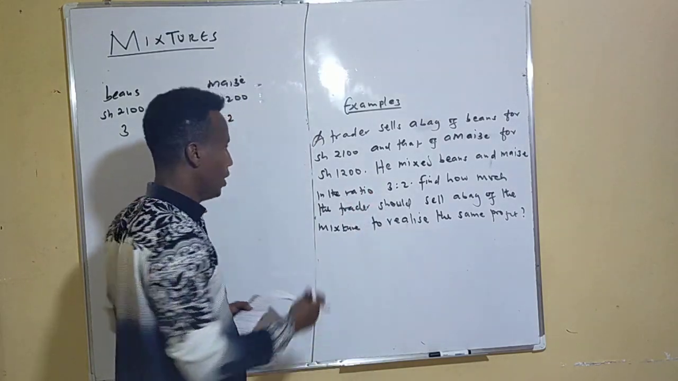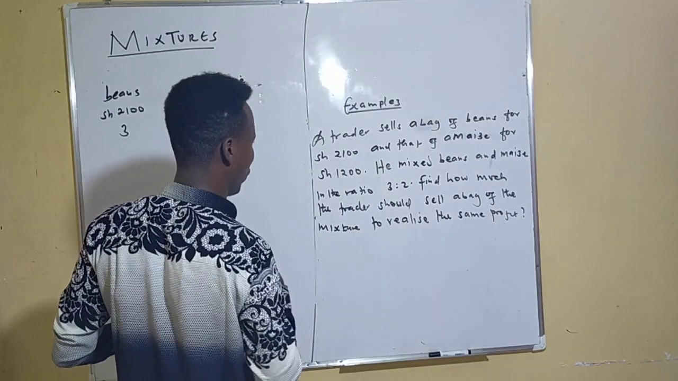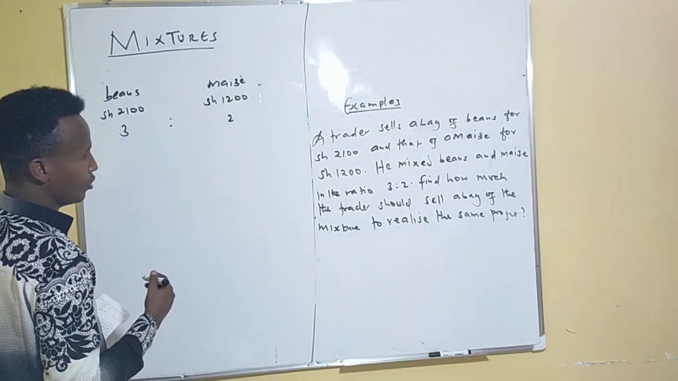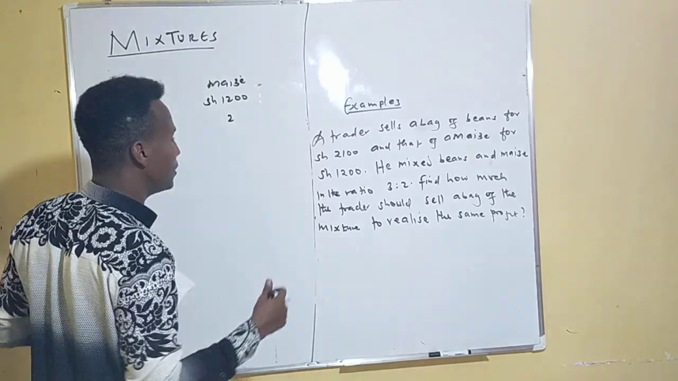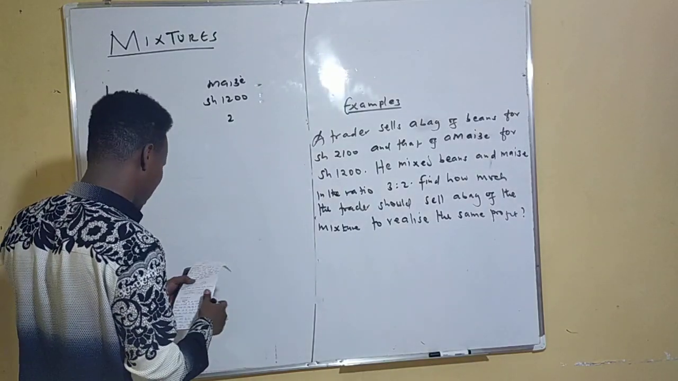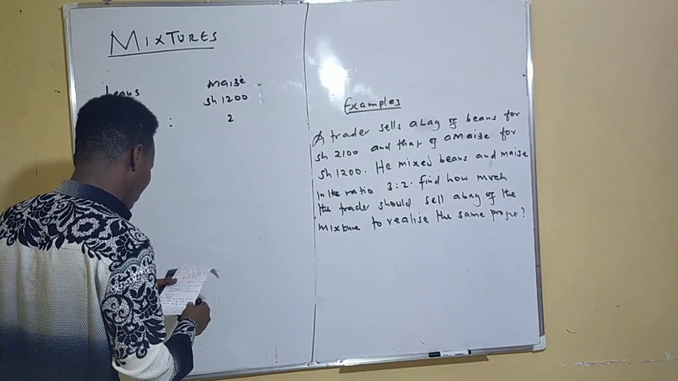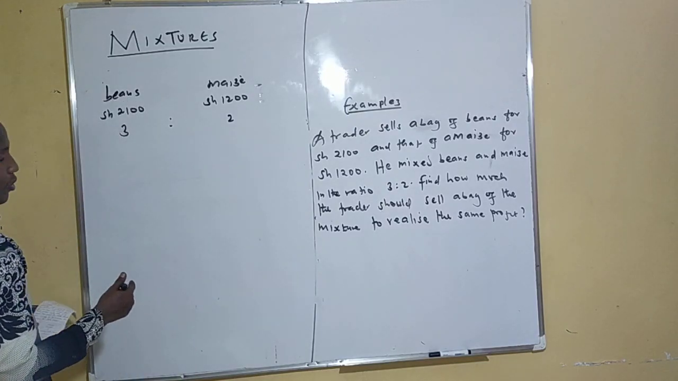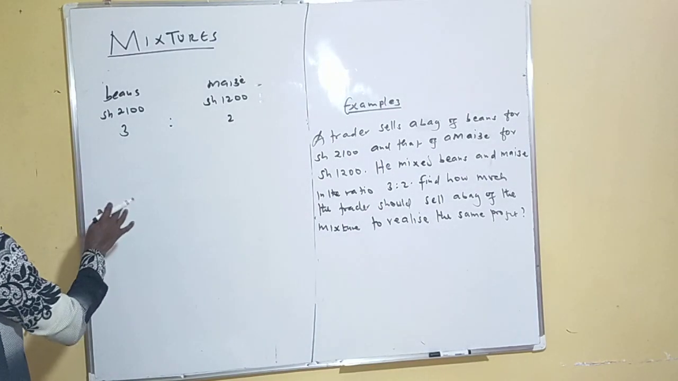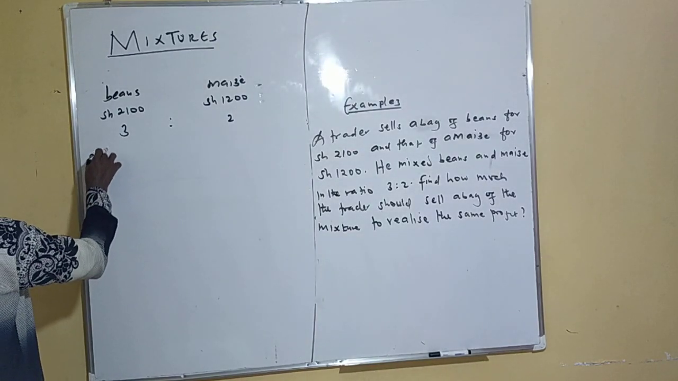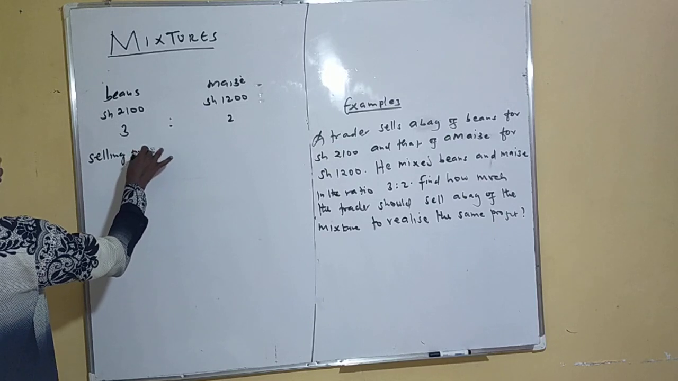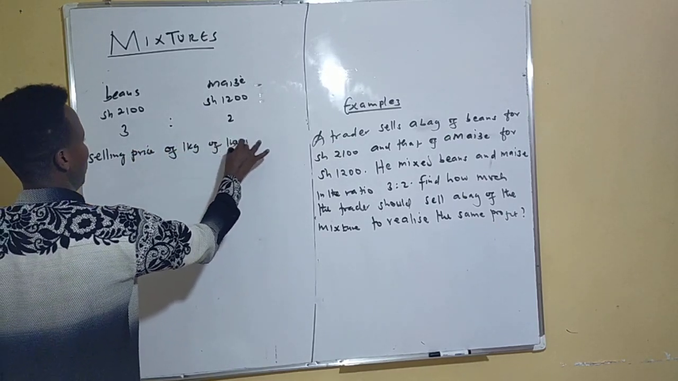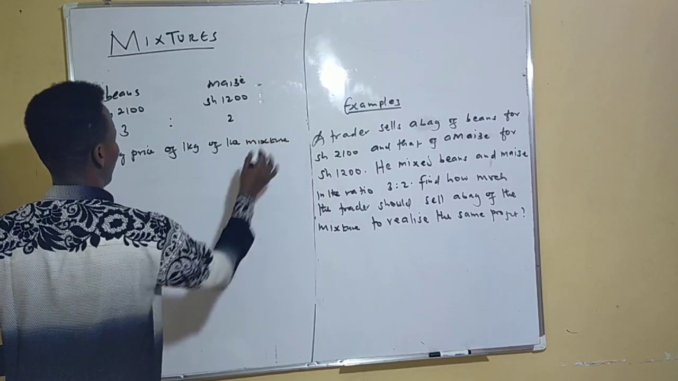Now, without being asked or not, let's give the cost price of 1 kg of the mixture, okay? You are told you mix beans and maize in the ratio 3:2. Find how much the trader should sell a bag of the mixture to realize the same profit. Now we are dealing with the selling price, remember? So we are going to say selling price of 1 kg of the mixture.